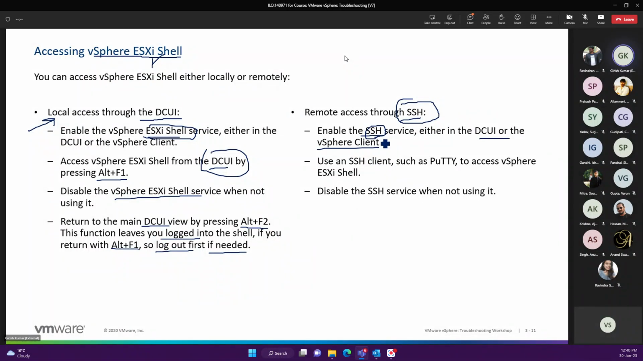Once you enable it, you need to install PuTTY somewhere. It could be a jump box, it could be your local laptop, and from there you can make an SSH attempt to the ESXi host. And once you have done your job, you can disable SSH again. As a security best practice, do not keep it open all the time. When you want to use it, enable it, use it, and disable it again.